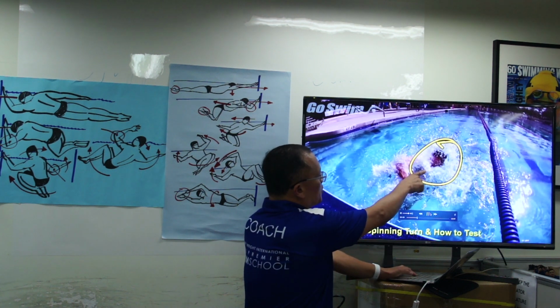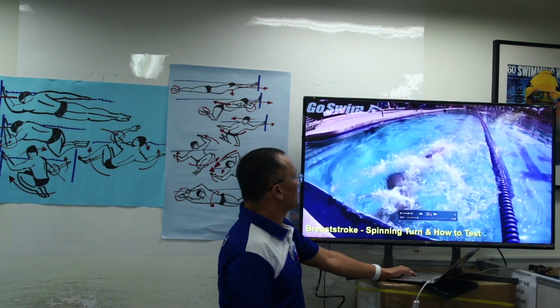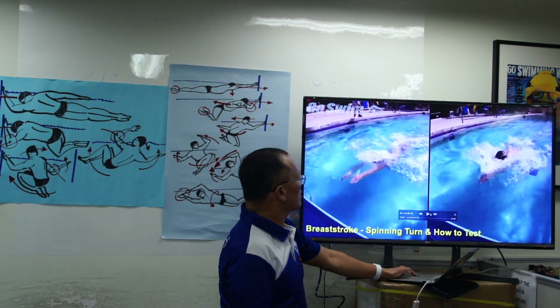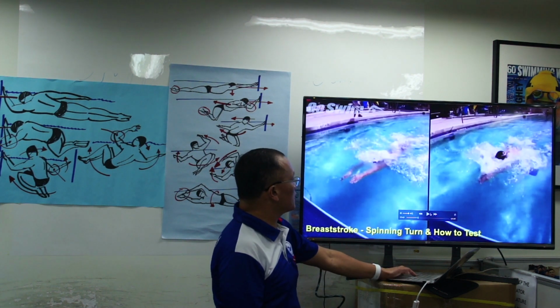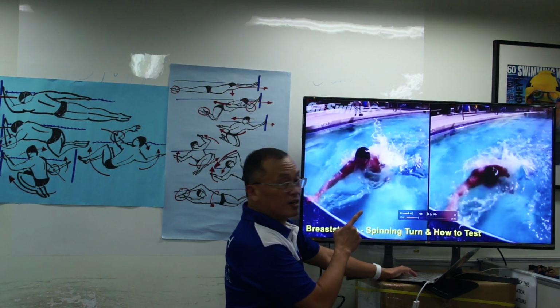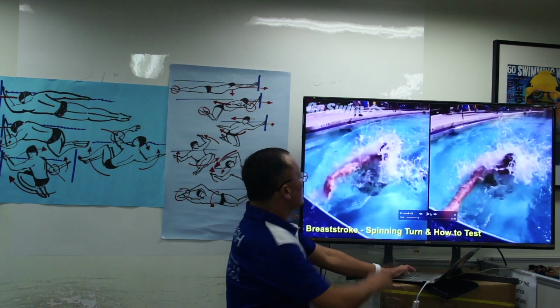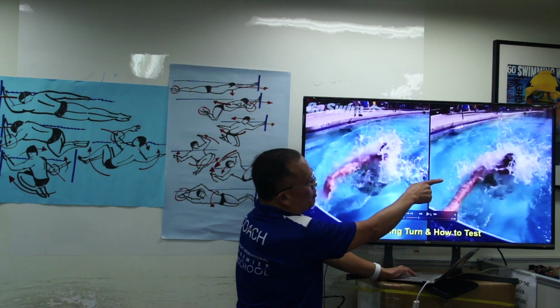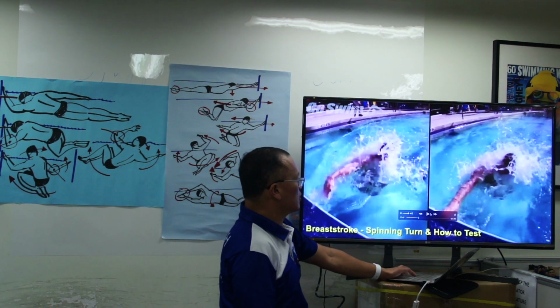Okay, watch that head position with the swimmer facing to the side. Now there's a comparison here. Okay, look at both figures when it happens at the same time. Okay, they have different head positions upon entry on the surface. Watch. This swimmer is facing up, this swimmer is lower and facing sideways on the turn.